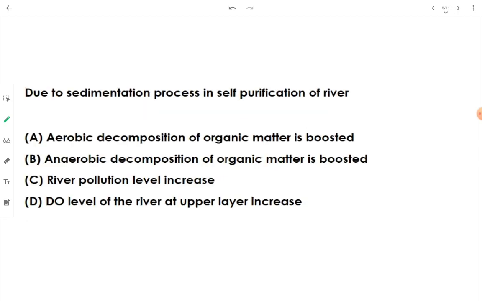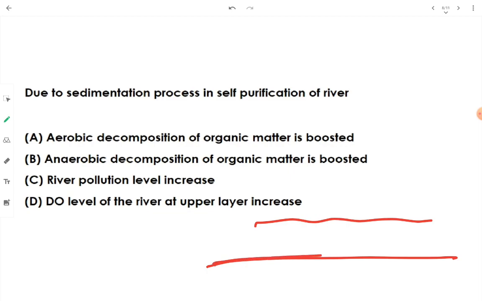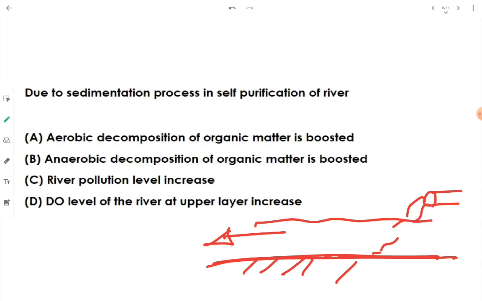Then, due to the sedimentation process in self-purification of a river: aerobic decomposition of organic matter is boosted, anaerobic decomposition of organic matter is boosted, river pollution level increases, or DO level of the river at the upper layer increases. When we talk about sedimentation of organic matter, let's say this is the river bed and this is the river, and this is the direction of flow. What happens when you dispose of wastewater? The heavy organic particles settle down, and the bottom zone lacks oxygen, where anaerobic bacteria are active. That's why anaerobic decomposition of organic matter is boosted, and this is possible only because of the sedimentation process. Therefore aerobic decomposition is wrong.